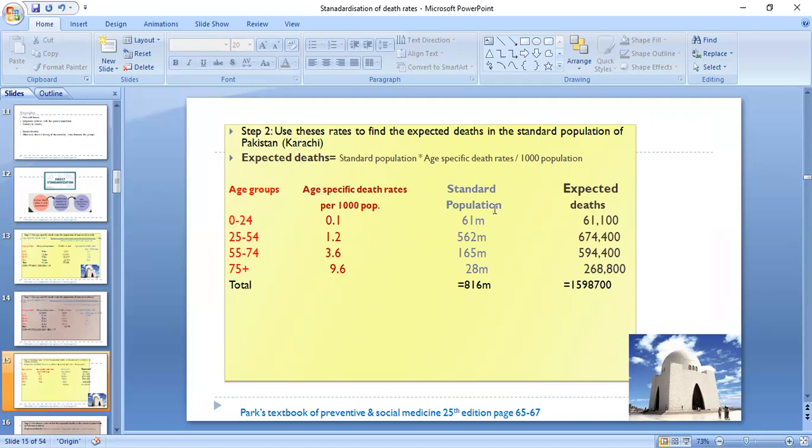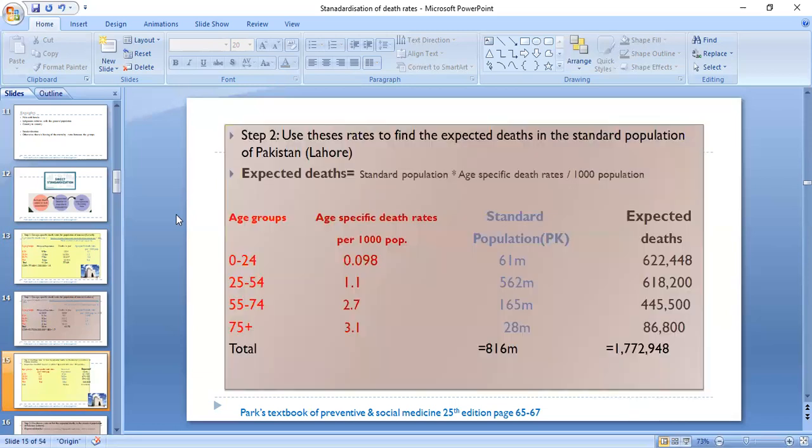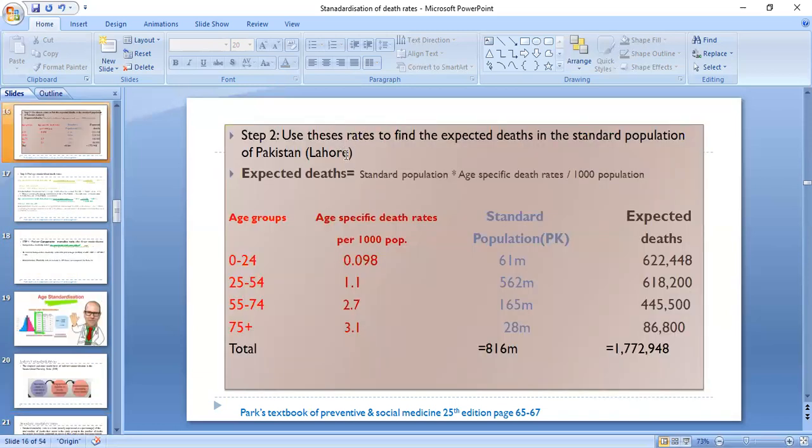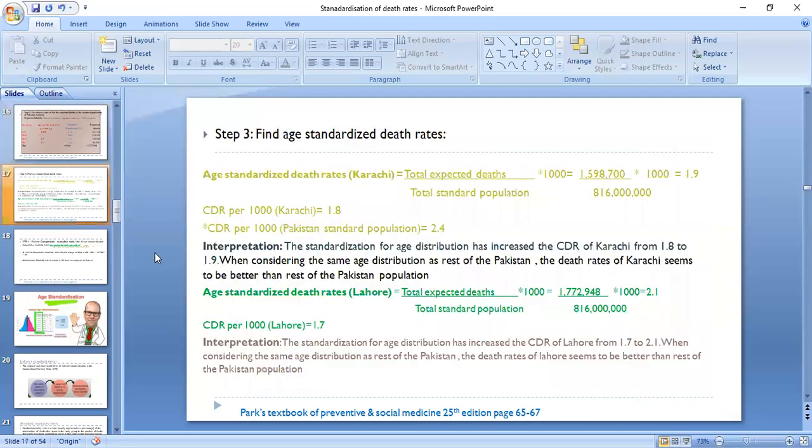So first, for expected deaths, we have the standard population. We will multiply 61 million by 0.1 and then divide by 1000. Then we get the expected deaths of 61,100 for the age group of 0 to 24 for Karachi. Similarly, we are finding the expected deaths of Lahore in the same manner.